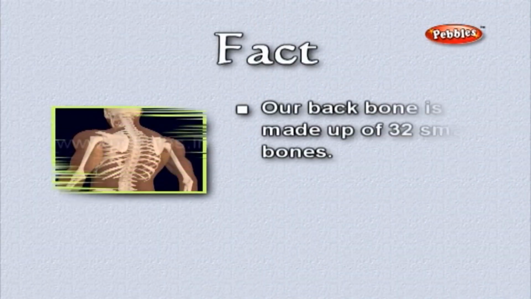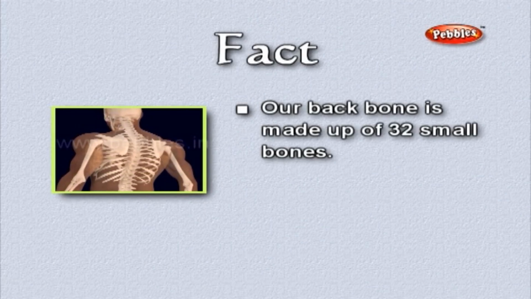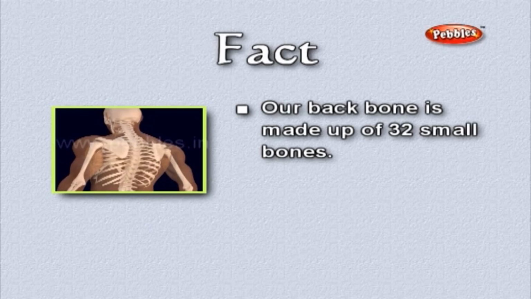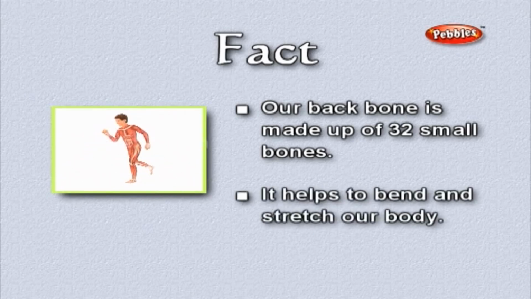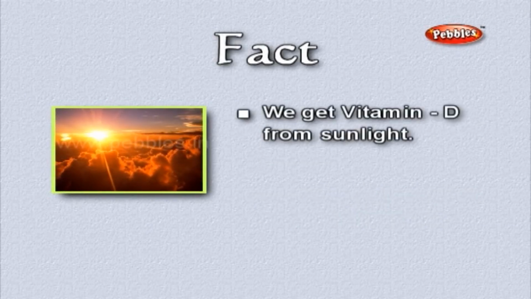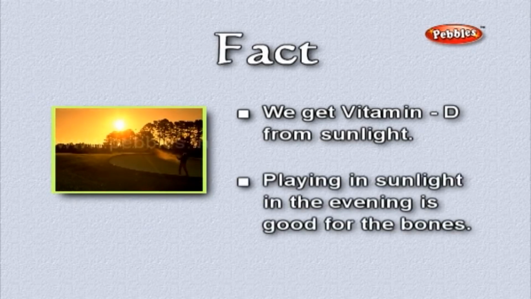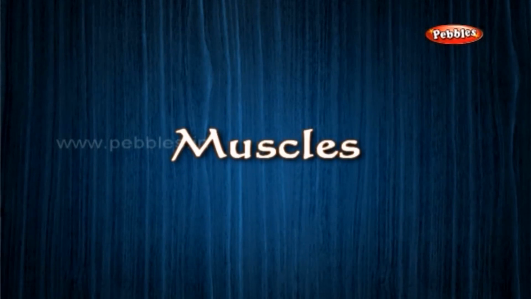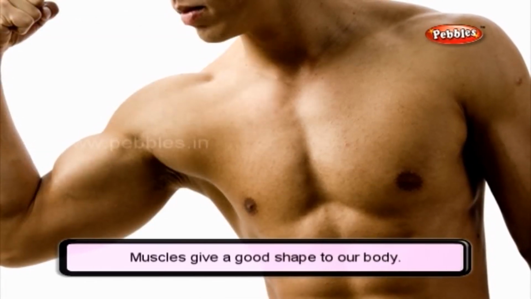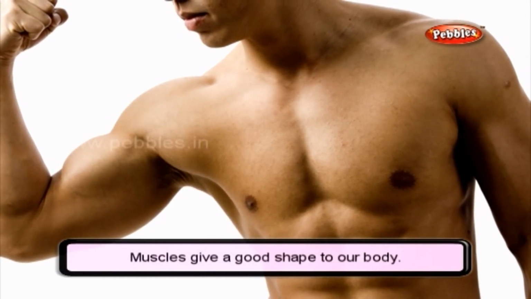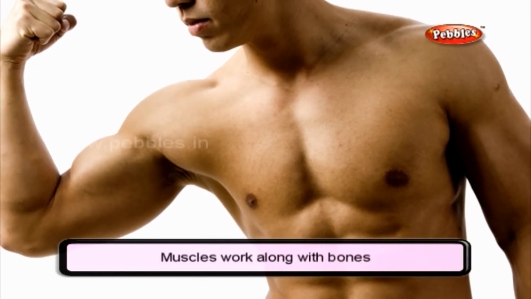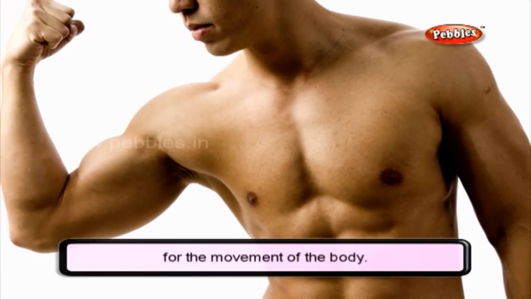Facts. Our backbone is made up of 32 small bones. It helps to bend and stretch our body. We get vitamin D from sunlight. Playing in sunlight in the evening is good for the bones. Muscles. Muscles give a good shape to our body. Muscles work along with bones for the movement of the body.